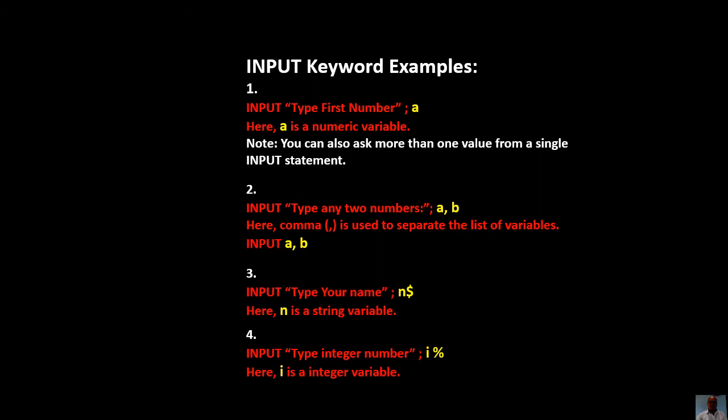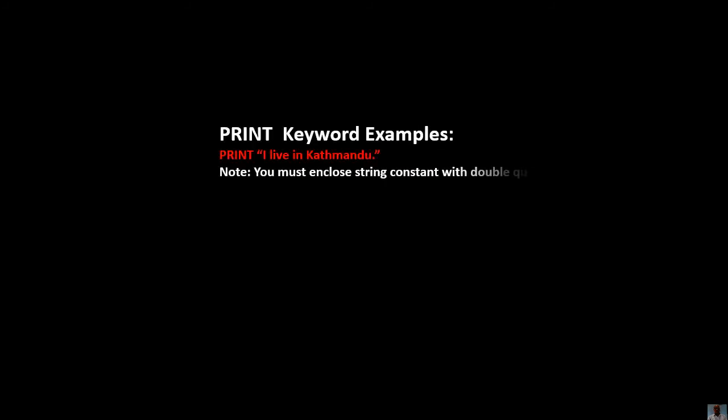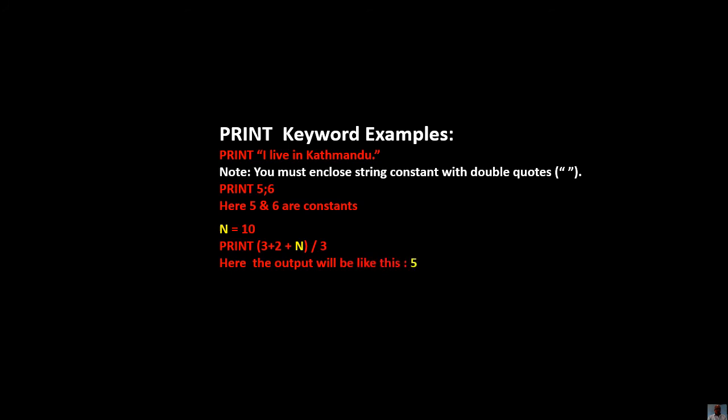Input command, so we are going a little bit advanced here. Next is our print keyword examples. So here are a few print keyword examples. Print "I live in Kathmandu". Inverted commas, double quotes, we have given here, which means you must enclose a string constant with double quotes. Print 5 and 6, here 5 and 6 are constants. Like that also we can do. And like this also: N equal to 10, print N. There is one statement you can see here, and the output will be 5.